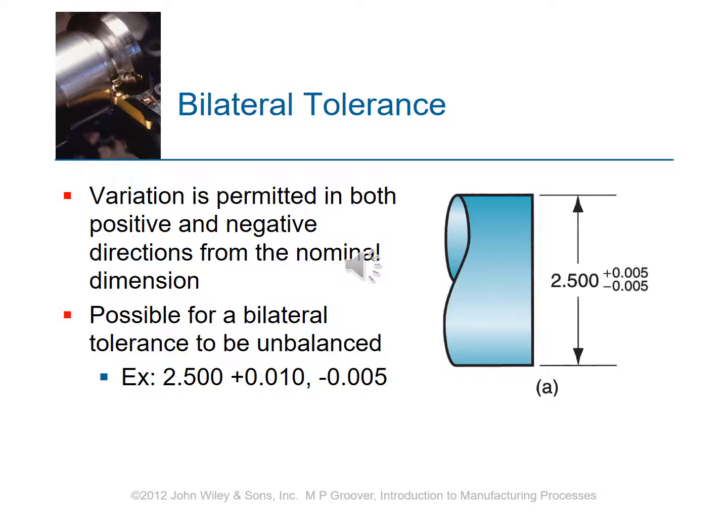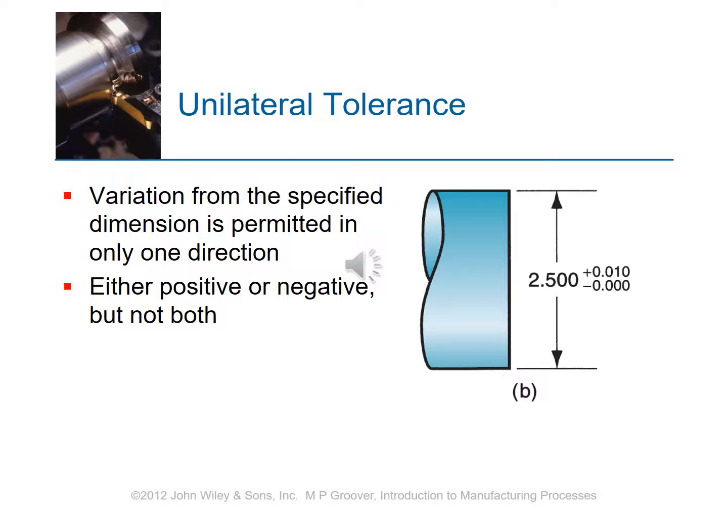Okay, a bilateral tolerance, this is where they give the ideal 2.500, and then they'll do the plus or minus 0.005, right? That's called a bilateral. Variations permitted in both directions. Now this is a unilateral tolerance. What you see is 2.5 plus 0.010, and no negative. And what the engineer is telling us here is he wants it as close to 2.500 as possible. So you can vary on the big side, but you can't get any smaller.